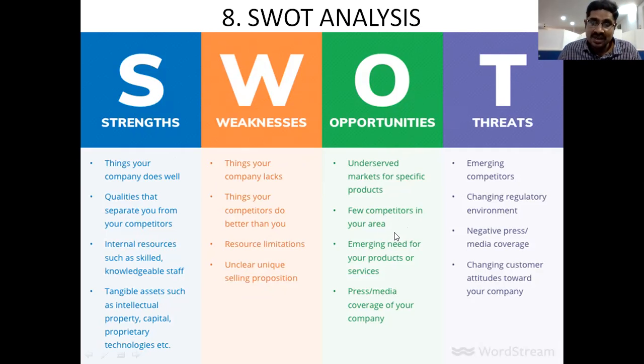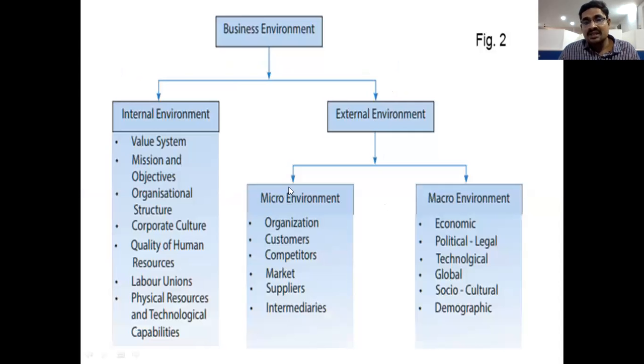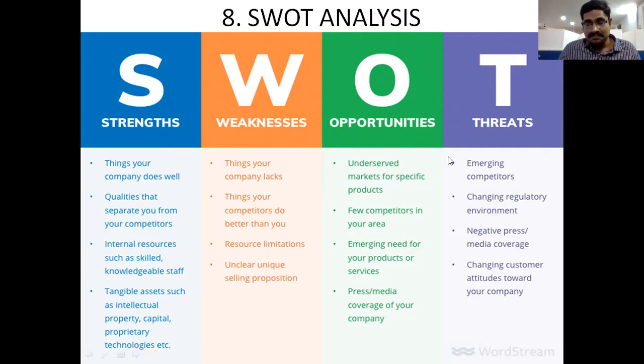Next, few competitors in our area. So that's why here we don't have heavy competition, right? Next, emerging need for your products and services. Emerging need for our products is another opportunity for our company. Next, print media or press media coverage of our company. So these are a few examples of opportunities. These all come from external environmental factors. Just check ourselves whether our company has these opportunities or not.